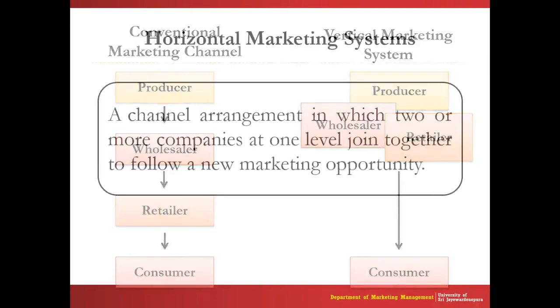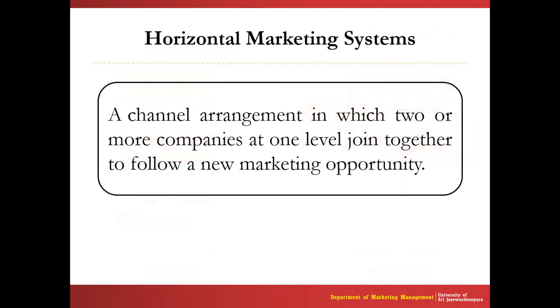And also the second one is a horizontal marketing system. It's a channel arrangement in which two or more companies at one level join together to follow a new marketing opportunity. Here it's the agreement between two companies at one level. Maybe two retailers will get together and try to capture a market. Two wholesalers try to get together and capture a market. Let me take an example.